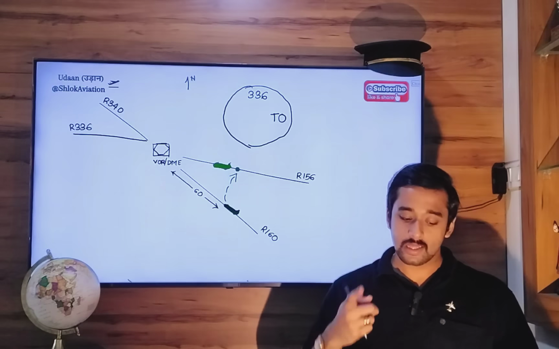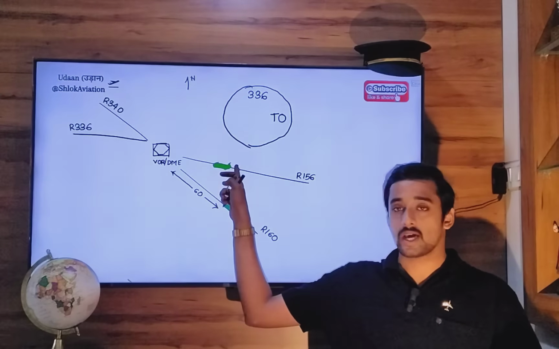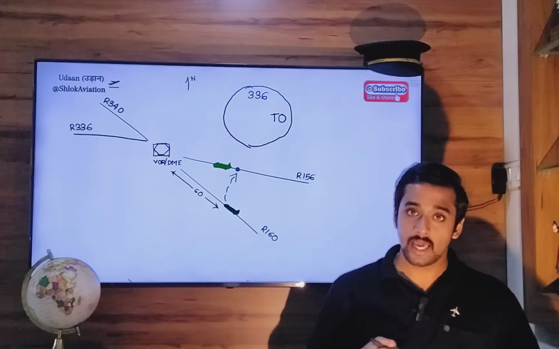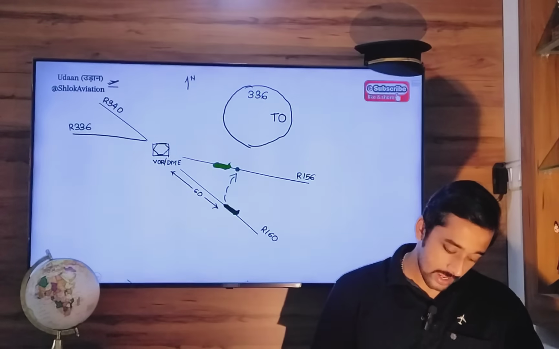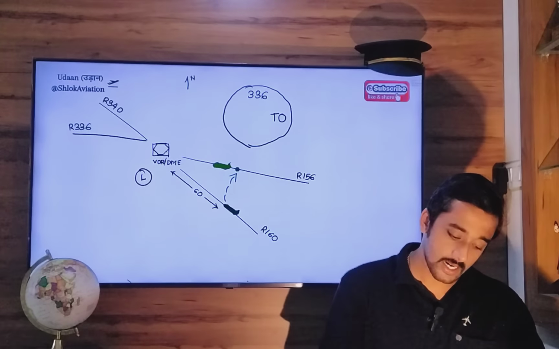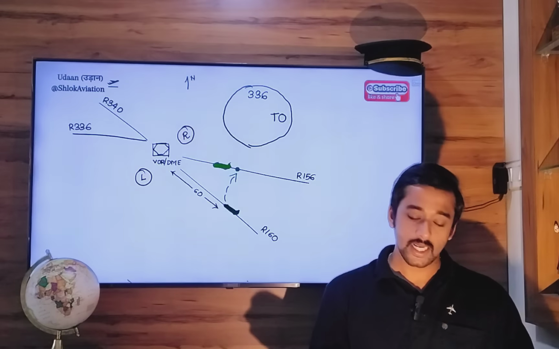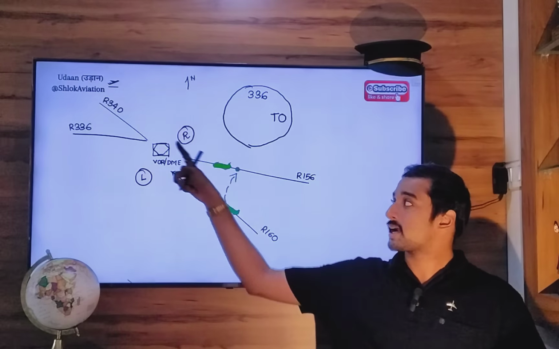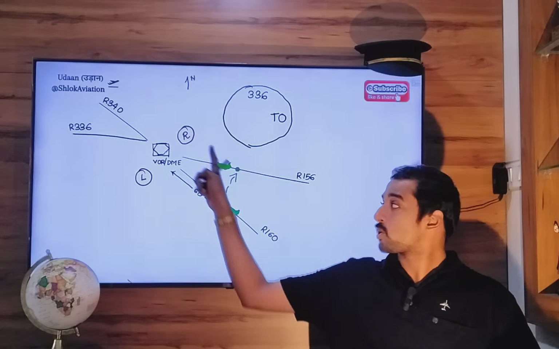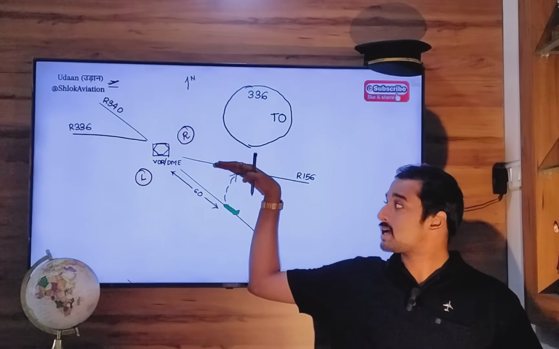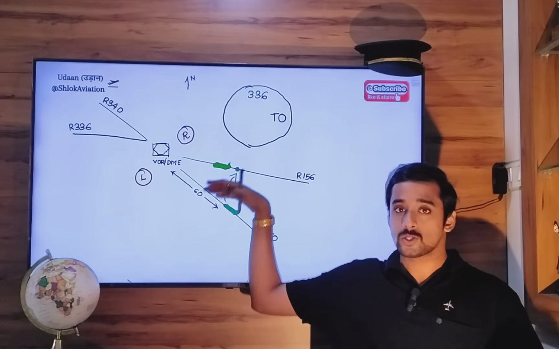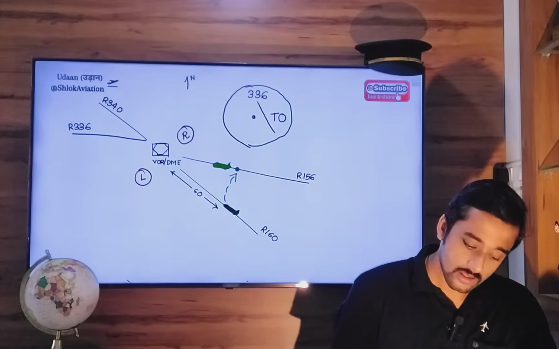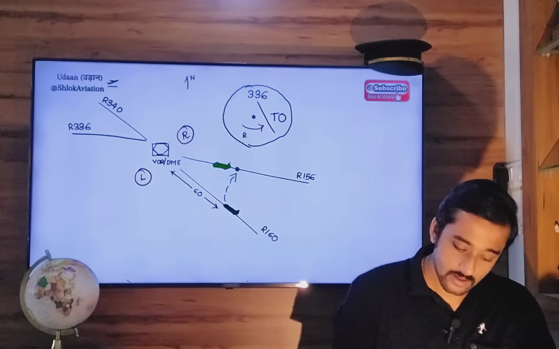But if you don't make this change in your heading and intercept this track, what will the CDI show? If you continue flying this track, the CDI will give some indication. Now flying inbound, this is your left side, this is your right side. So the CDI will tell you to fly right hand side because the radial that you have selected, 336, the reciprocal of which is 156, is to the right hand side of your current aircraft position. So the CDI will move right hand side.